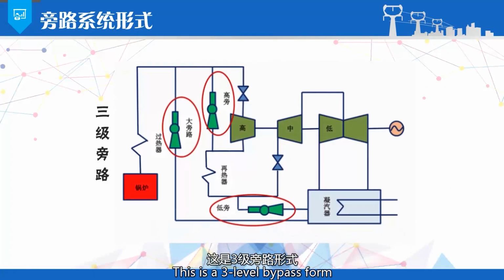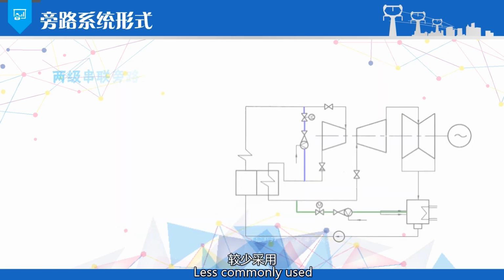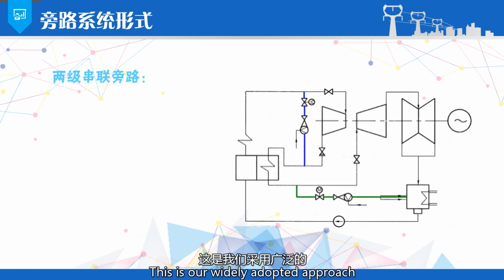This is the three-level bypass form: high and low pressure bypass connected in series, in parallel with a whole-stage bypass. The system is complex and less commonly used. This is the widely adopted approach.